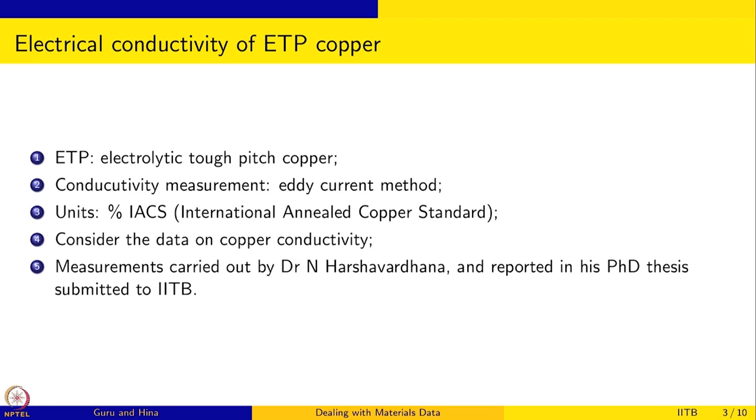So, typically in the industrial setting, the conductivity is measured using the eddy current method, and the units of the conductivity is given in percentage IACS. IACS stands for International Annealed Copper Standard. So, with respect to this standard, what is the conductivity that is measured in the sample, that is what is given in these conductivity measurements.